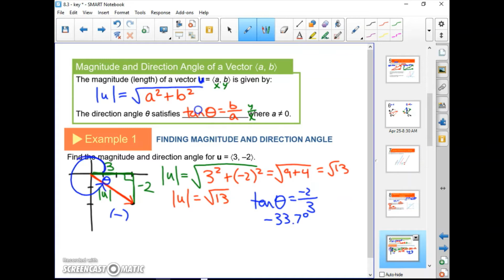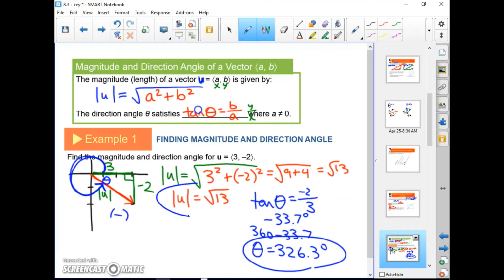And so think about what we've done so many times before. In order to find that angle in the 4th quadrant, we're going to take 360 minus that reference angle, 33.7. 360 minus 33.7 is 326.3. Theta equals 326.3 degrees. So now we have a vector with magnitude square root of 13 and direction angle 326.3 degrees.